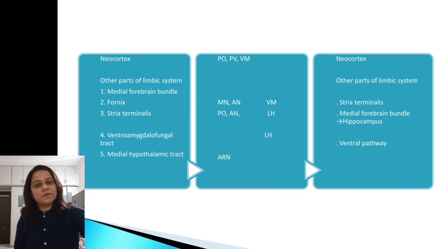All these send fibers to the different hypothalamic nuclei like medial nuclei, anterior nuclei, preoptic nuclei, arcuate nuclei. Then hypothalamus is connected to the other parts of the limbic system through stria terminalis, which connects the ventromedial nuclei of the hypothalamus to the amygdaloid region. Then through medial forebrain bundle, which connects the lateral hypothalamus to the hippocampus. Then ventral pathway, which connects the lateral hypothalamus to the amygdaloid region.